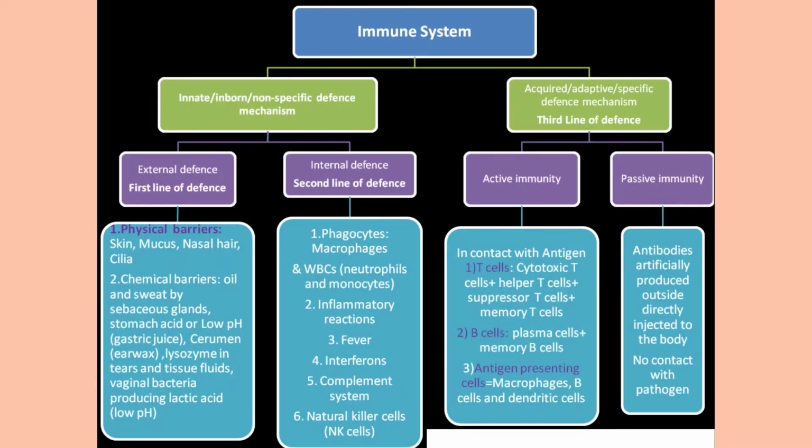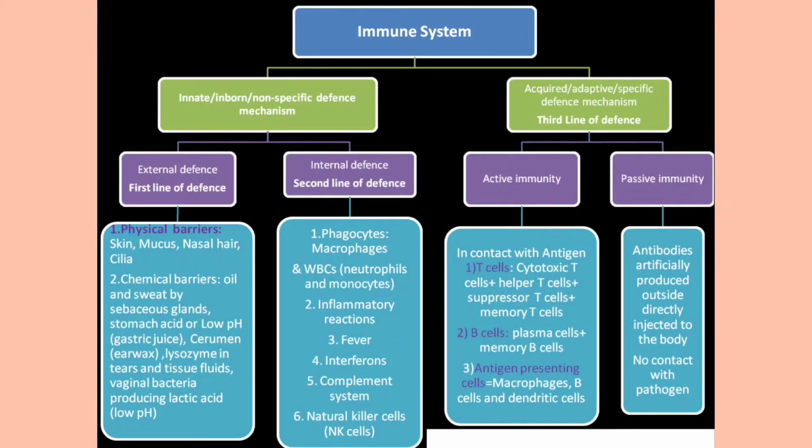In the second line of defense, there are phagocytes, macrophages, and WBCs, that is neutrophils and monocytes. Second is the inflammatory reaction, fever, interferons, complement system and natural killer cells.